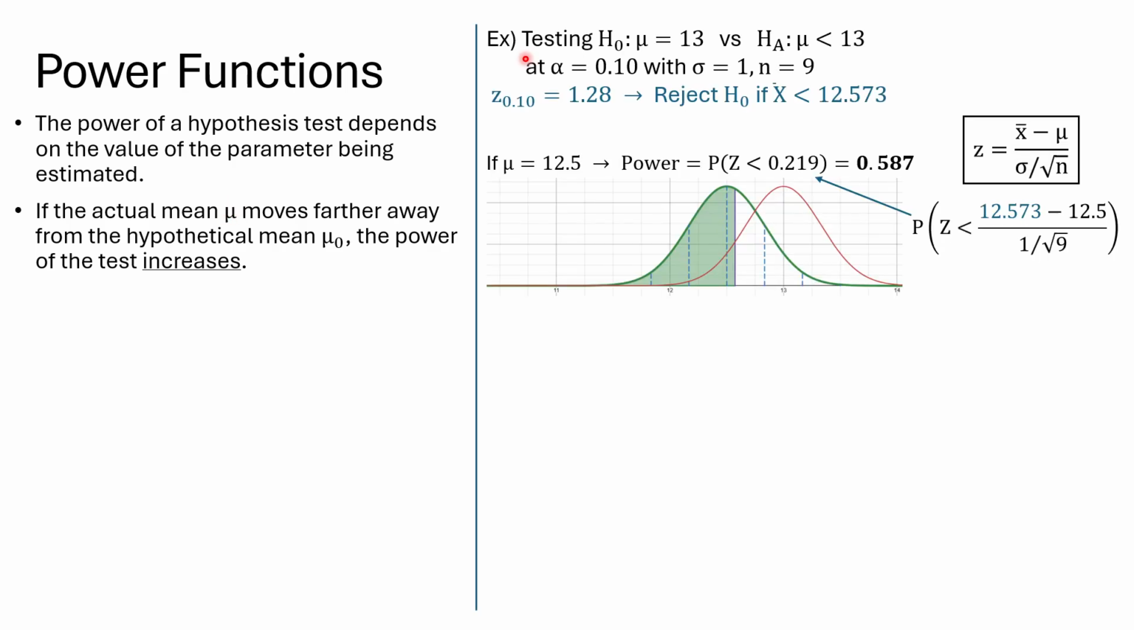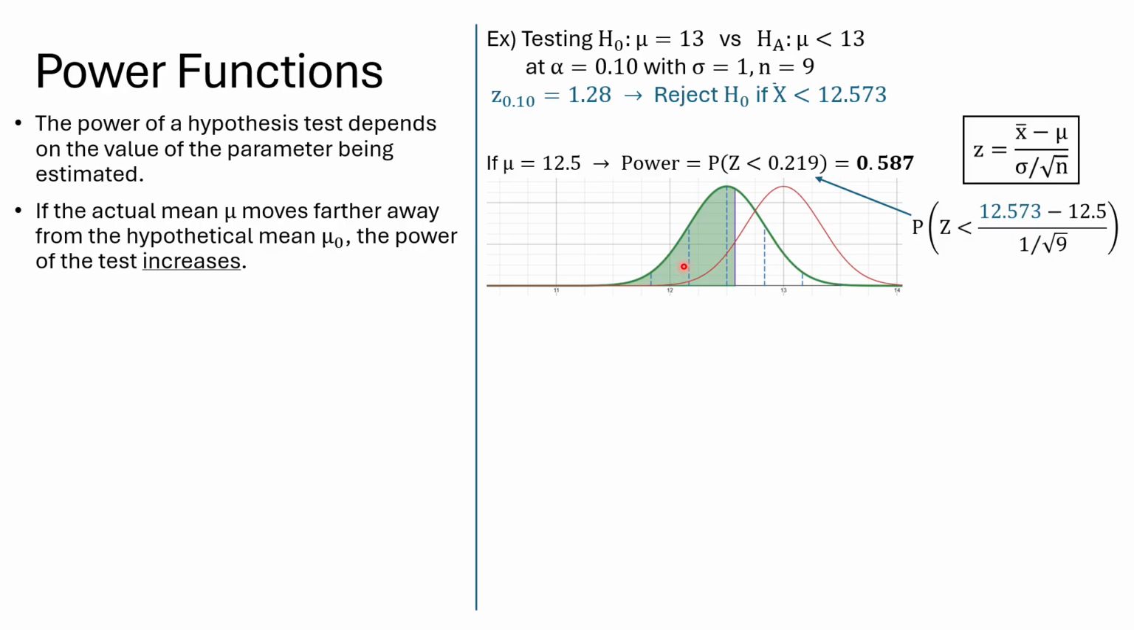I have an example for you. Let's say we were testing the null hypothesis that the true population mean is 13 against the alternative hypothesis that the true population mean is strictly less than 13. We'll test this with a sample size of 9 individuals at a significance level of 0.1 with a population standard deviation sigma of 1. So recall z of 0.1 is 1.28, so we'll reject the null hypothesis if the sample mean we get is less than 1.28 standard deviations below what we suppose is the mean.